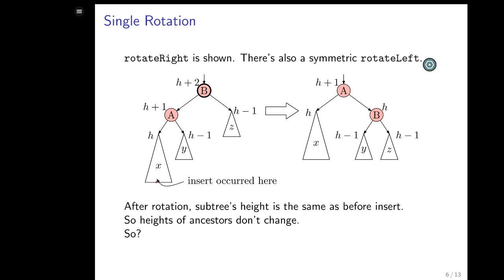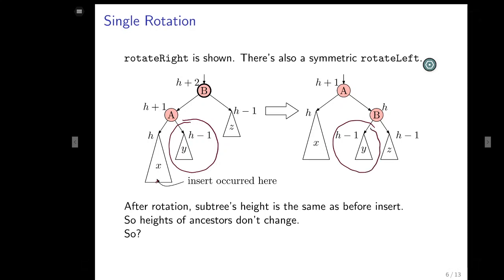Yes. It looks like you're taking up Y and bringing it onto the... Yes, you're absolutely correct. I'm taking Y, I'm surgically cutting it off from A, and I'm reattaching it as a left child of B.